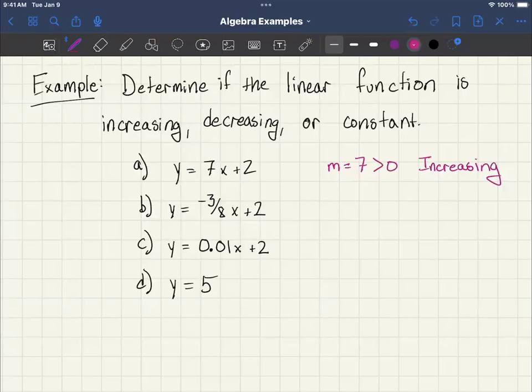For part B, our m value, notice there's a negative in front of that 3/8. So that is a negative number. It is less than 0, which means that we are decreasing.